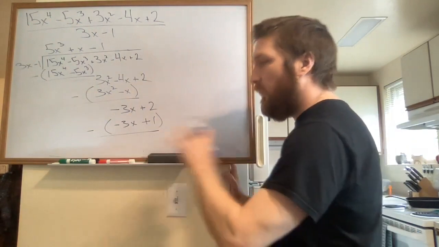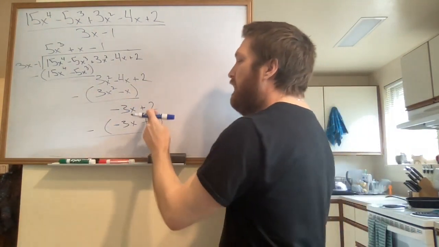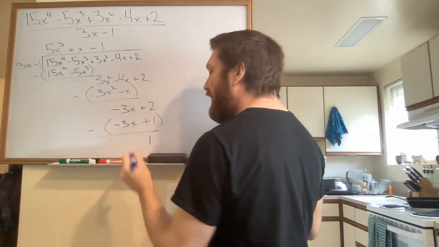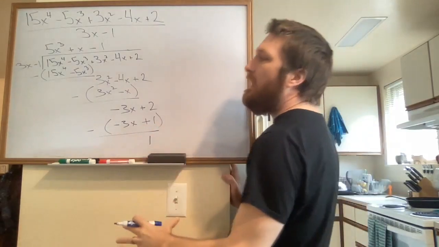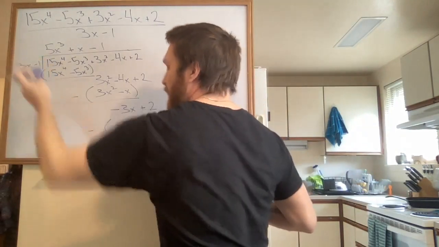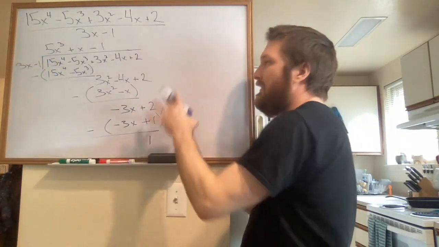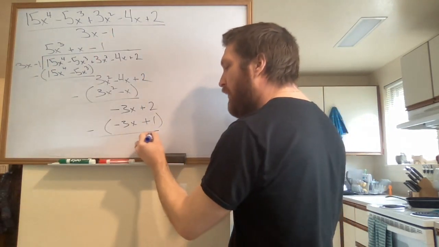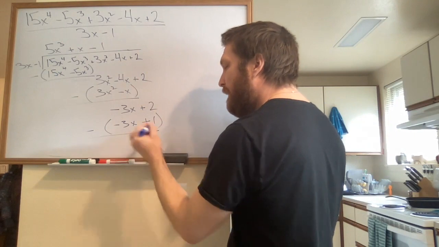The -3x's are gone as they should be. The +2 minus a +1 gives me a 1. And now my algorithm terminates because we have an x to the first term here. And now we are 1 less than that. We can't go any further. So that is my remainder. 1 is my remainder. Okay.